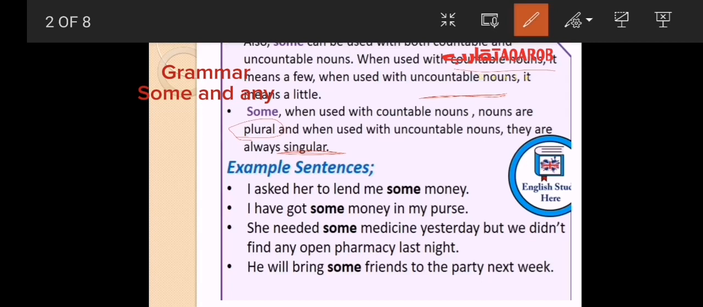Now let's read the first sentence. I asked her to lend me some money. Where is the noun here? Money. Excellent. Is it countable or uncountable? Yes, it's an uncountable noun. So money here is an uncountable noun, and we use some.